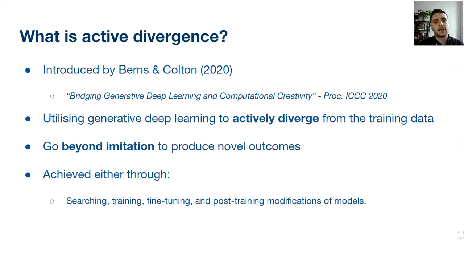And by pursuing active divergence, we can go beyond simply imitating the data, and we can start using these highly powerful neural networks for generating novel outcomes. Active divergence can be achieved either through searching, training, fine-tuning, or making post-training modifications to the models, and these are the things that we're going to be discussing in our survey.